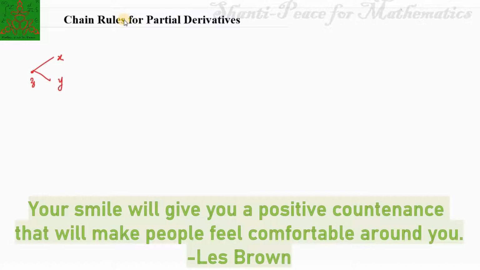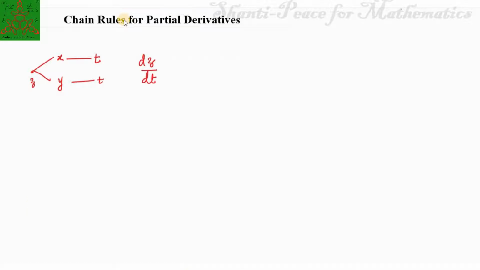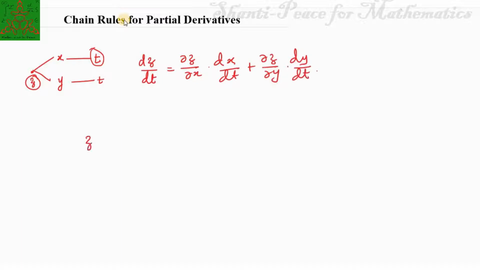In my previous video, we talked about the chain rule for derivatives, which tells you that if you have z, which is a function of two variables x and y, which are functions of t, then z is a function of t, and the derivative of z with respect to t can be represented as del z by del x into dx by dt plus del z by del y into dy by dt.